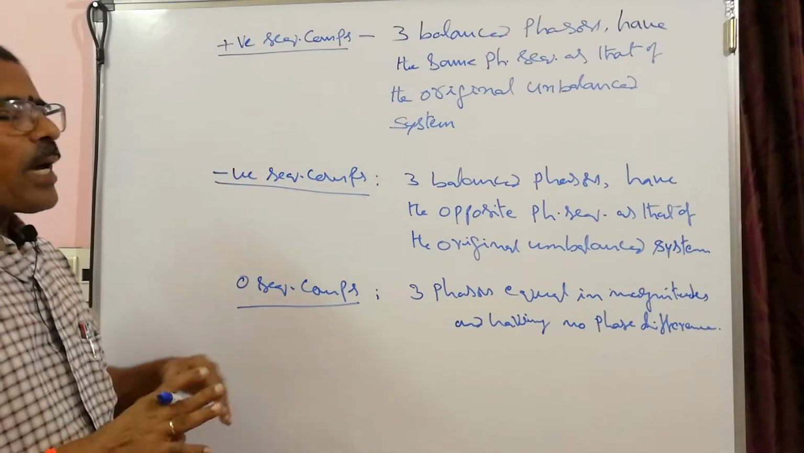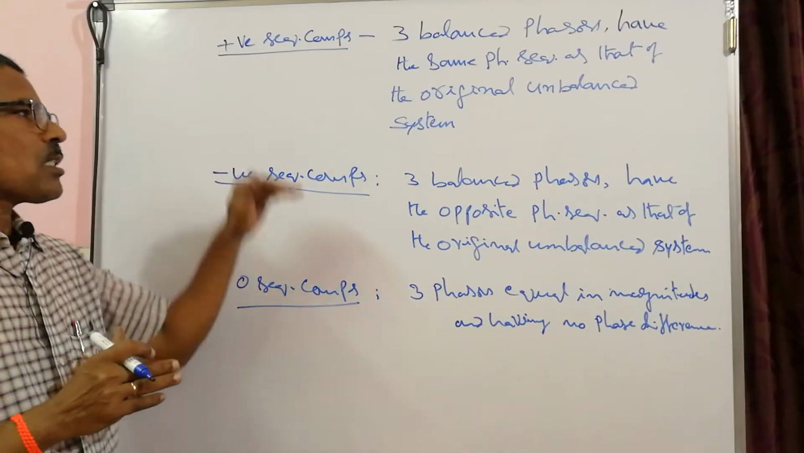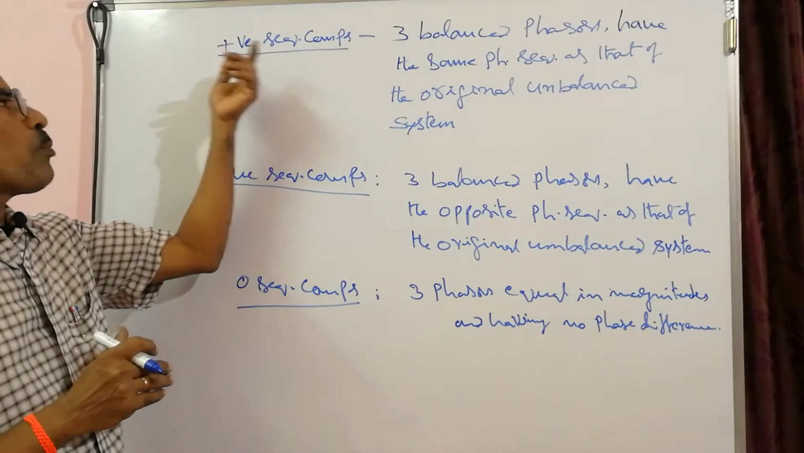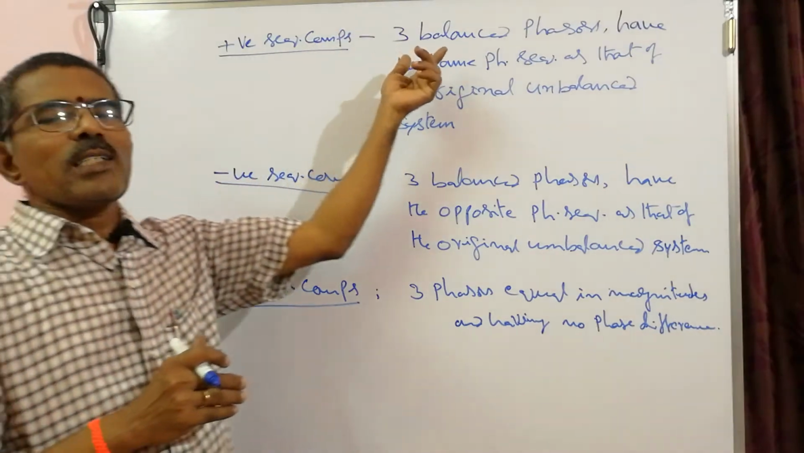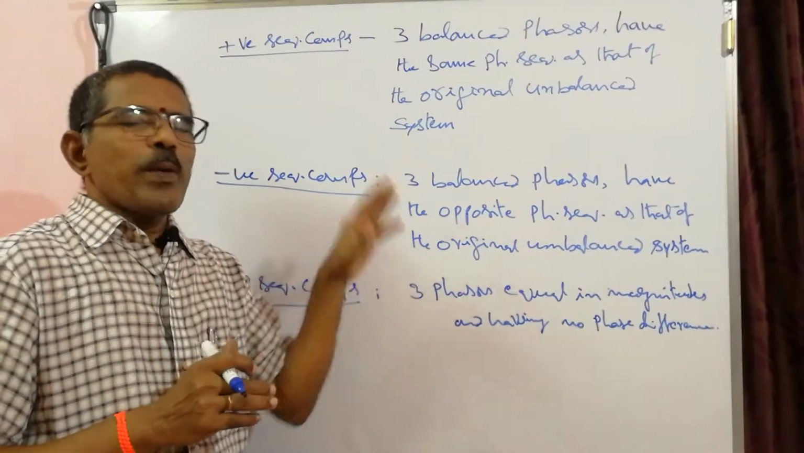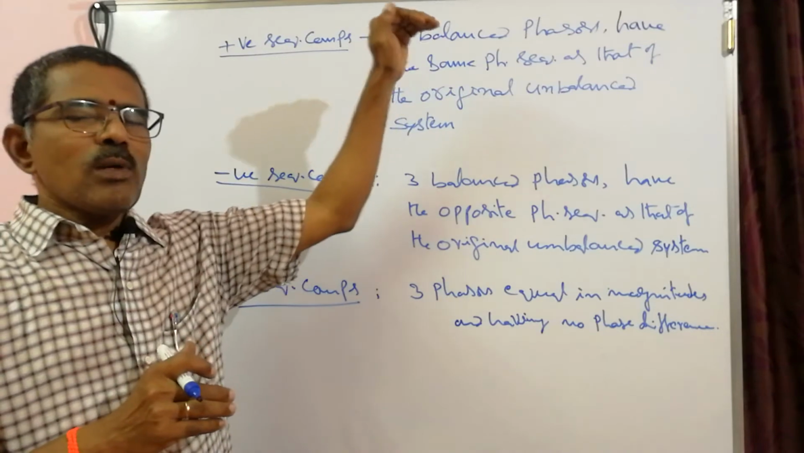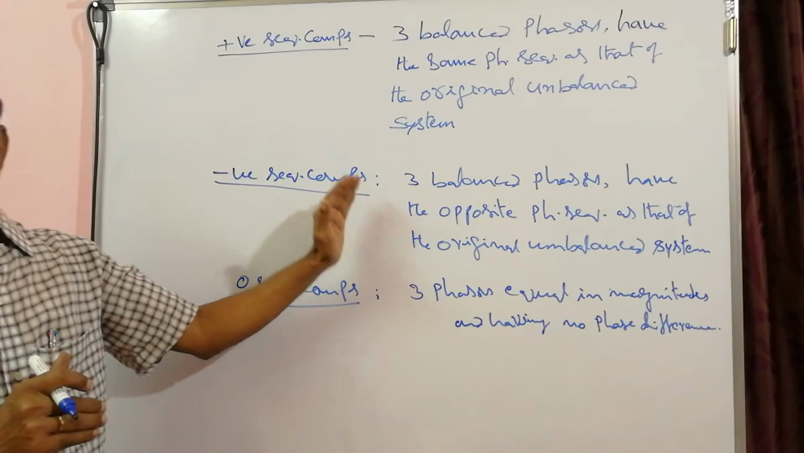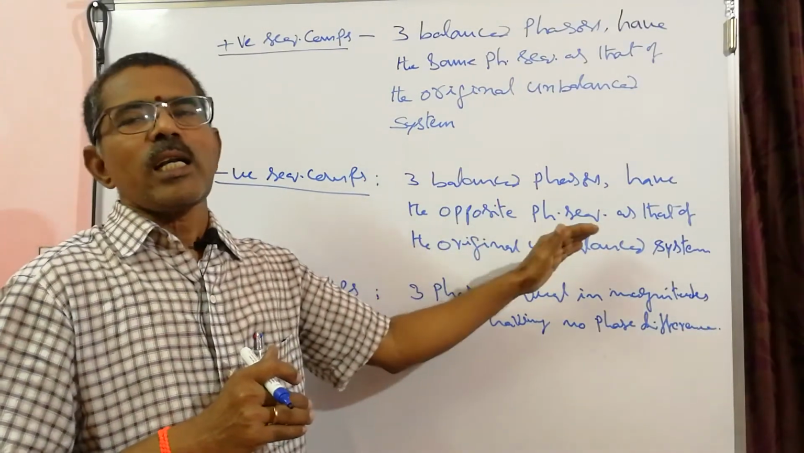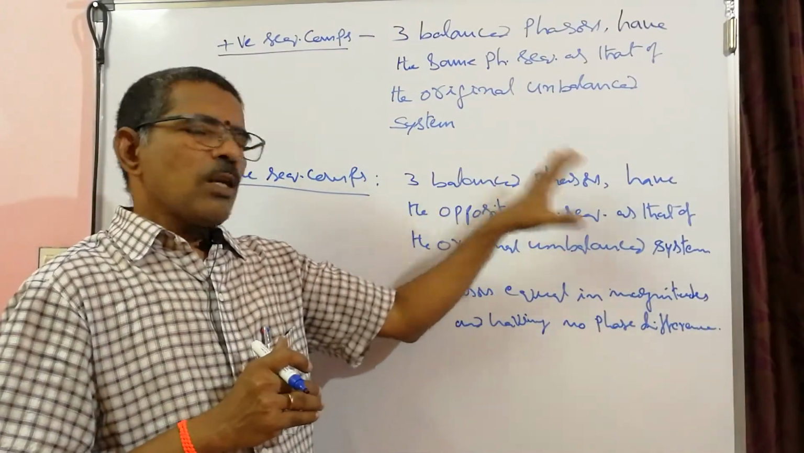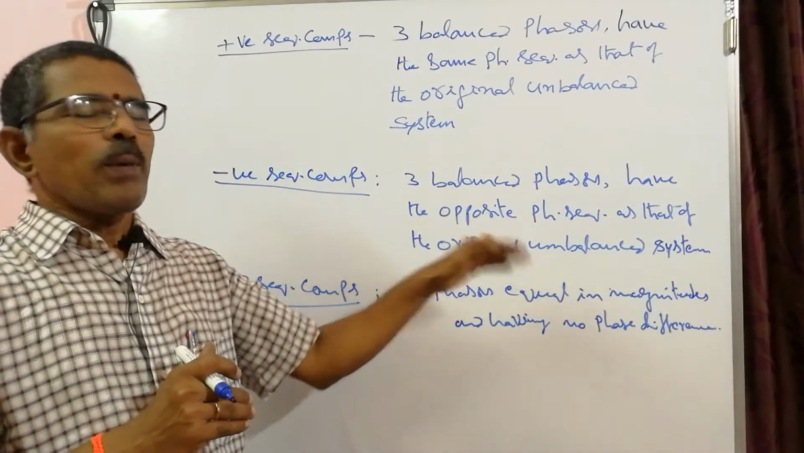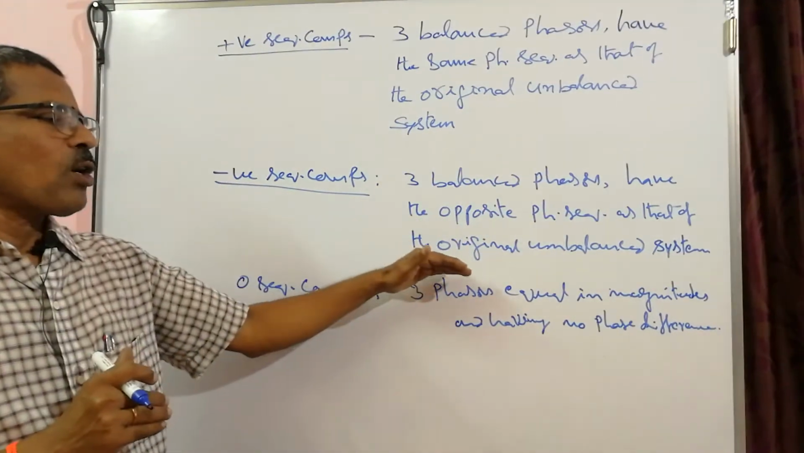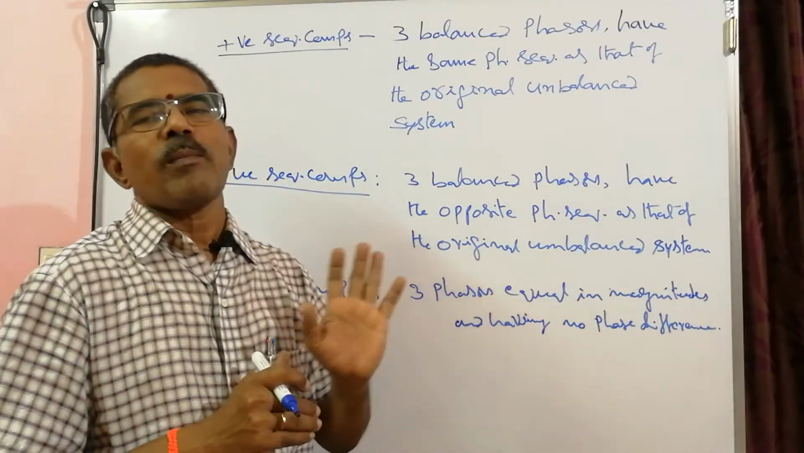You are dividing an unbalanced 3 phase system into 3 sequence components. First sequence component, positive sequence component. These are 3 phasors with identical magnitudes spaced at 120 degrees and they follow the same phase sequence as that of the original unbalanced system. Negative sequence components. These are 3 phasors which have identical magnitudes and symmetrical phase angle, that means 120 degrees, but the sequence of the phasors they follow is opposite to that of the original unbalanced system.